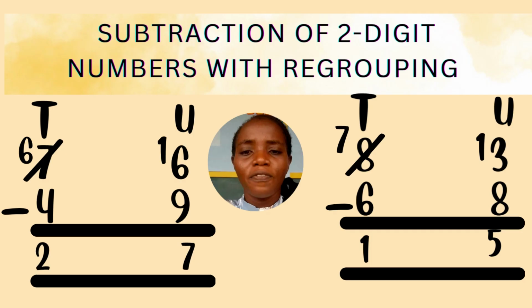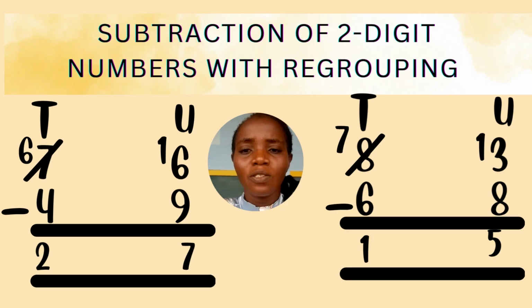For the first example, count out 6, take away 9. You will see that it is impossible to take 9 away from 6. What you simply do is go to your tens place, borrow 1 from 7, and you have 6 left. Bring the 1 and put it beside 6. That makes it 16. Count out 16 and take away 9, and your answer will be 7.